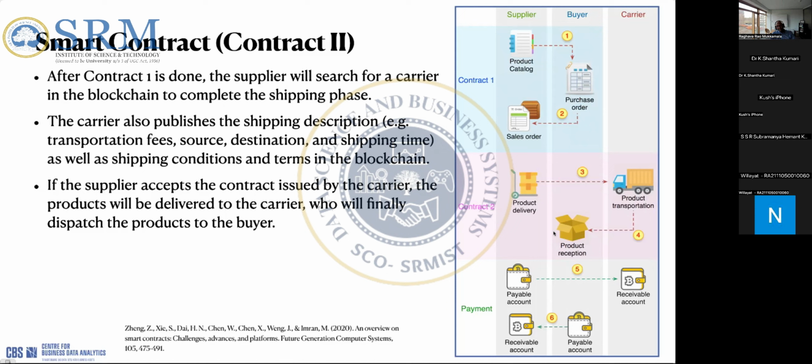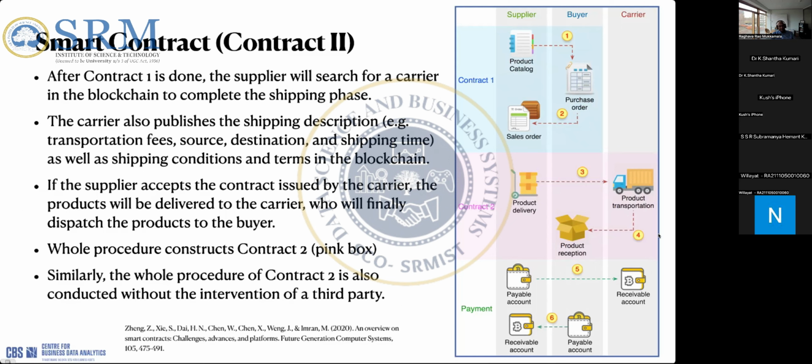So let us say that the supplier has agreed with the carrier that, okay, you can get, let's say, 20 rupees or maybe 40 rupees for shipping this product from my warehouse to the buyer. And then the contract will be created. Again, no intervention of third parties. Everything is done automatically. So once the supplier orders the shipping of the product to one particular carrier, this second contract will be created.